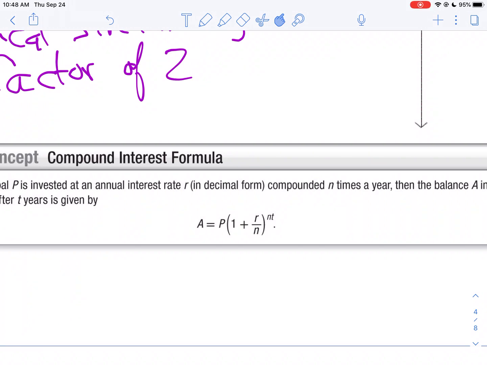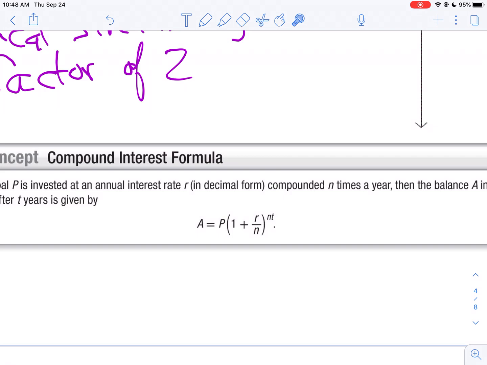In the next part of our seminar, we are going to use the compound interest formula. The compound interest formula says the principal you put in times 1 plus r over n. R is your interest rate. N is the number of times it's compounded each year. So if it's compounded yearly, n would be 1.